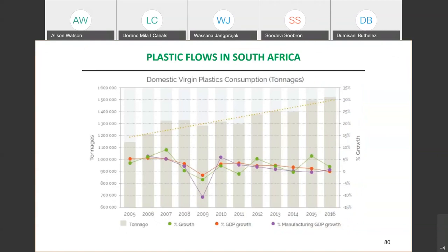So, colleagues, this is a reflection of how the sector is doing in South Africa. This is our local consumption of plastic. You can see that generally the sector is growing. There is a lot of production, except around 2008 to 2009 with the global economic meltdown. But otherwise, the contribution of the sector to the GDP is noted. Next slide.